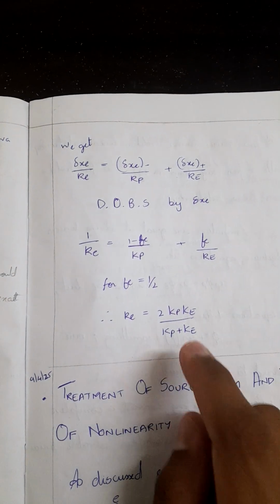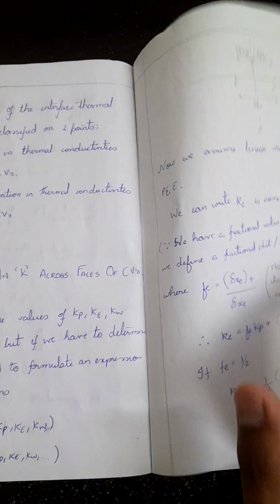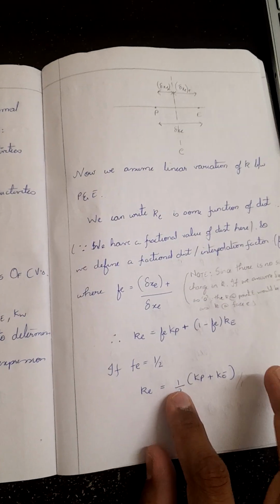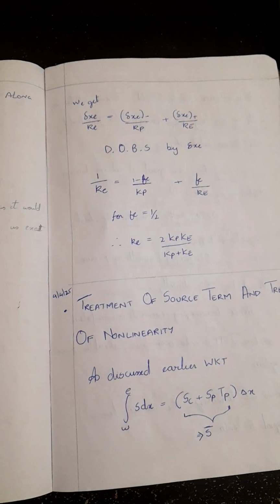So we use the harmonic mean formula when there is significant difference between the thermal conductivities, and we use the arithmetic mean when there is not much variation in the thermal conductivities. So this is how you find the thermal conductivity at a wall or an interface.